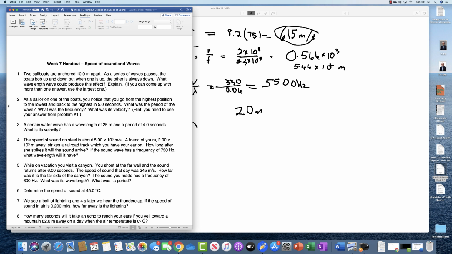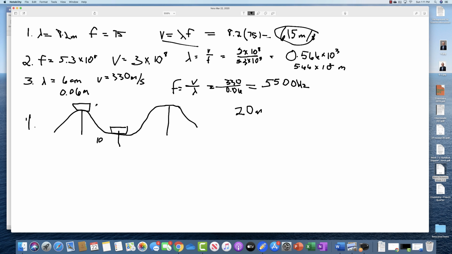Was it meters or feet? Meters. And so the explanation here is that by definition, the wavelength is the distance from peak to peak. If one boat is up when the other is down, then the distance from peak to trough is half of the wavelength. So the 10 meters is half of that, and your answer is 20 meters.